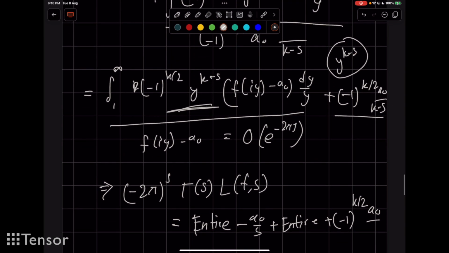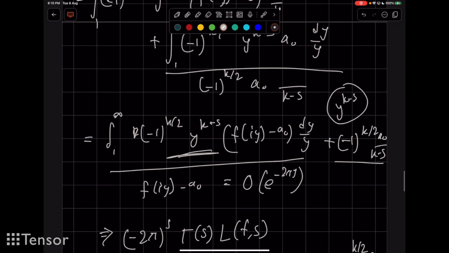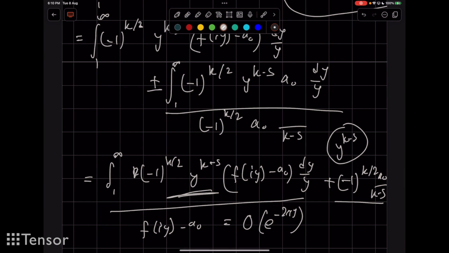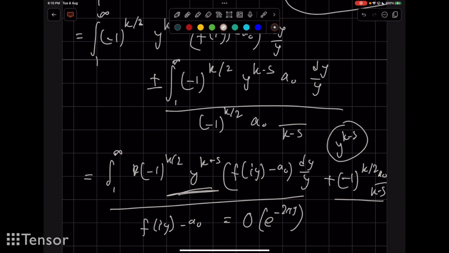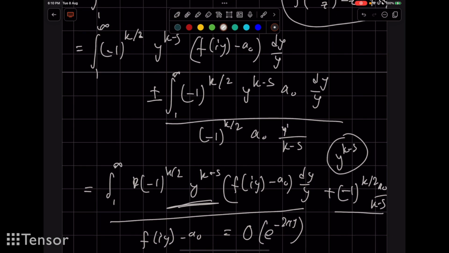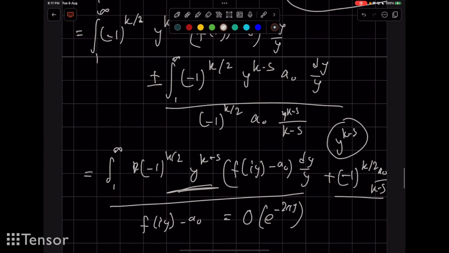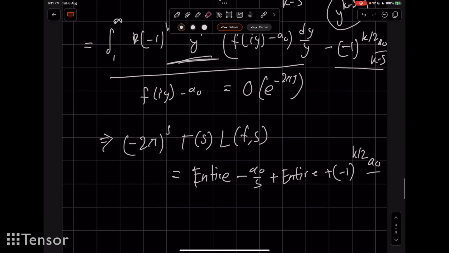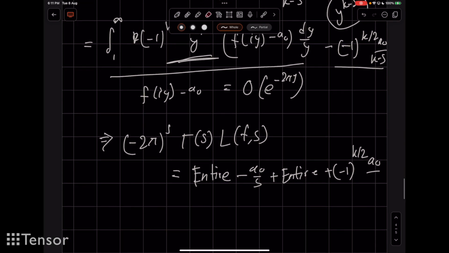No, this sign should be negative, because there is a positive sign for this integral and a negative sign because of the limit. So when we plug in the limit, let's say y to the k minus s, for y equals infinity, the infinity terms vanish, right? So the only remaining terms are at y equals 1. So yeah, this sign should be negative. So, plus a0 over s minus k. Now it makes sense.